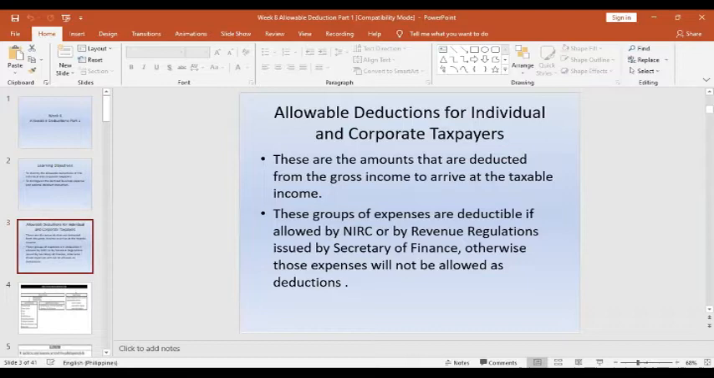These allowable deductions are the group of expenses that can be deducted to our gross income or the gross taxable income allowed by the BIR under the National Internal Revenue Code or the revenue regulations issued by the Secretary of Finance, okay? Because there are some expenses which are not allowed to be deducted to the gross income. If some expenses are not allowed by the BIR, they may not be included. That's why the National Internal Revenue Code has an itemized group of expenses that can be allowable deductions to the gross taxable income.